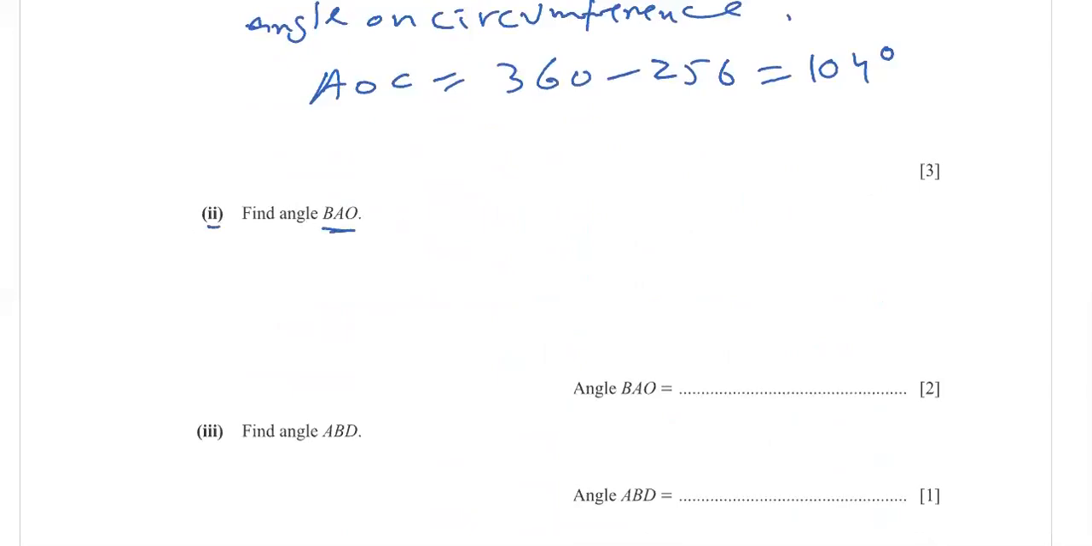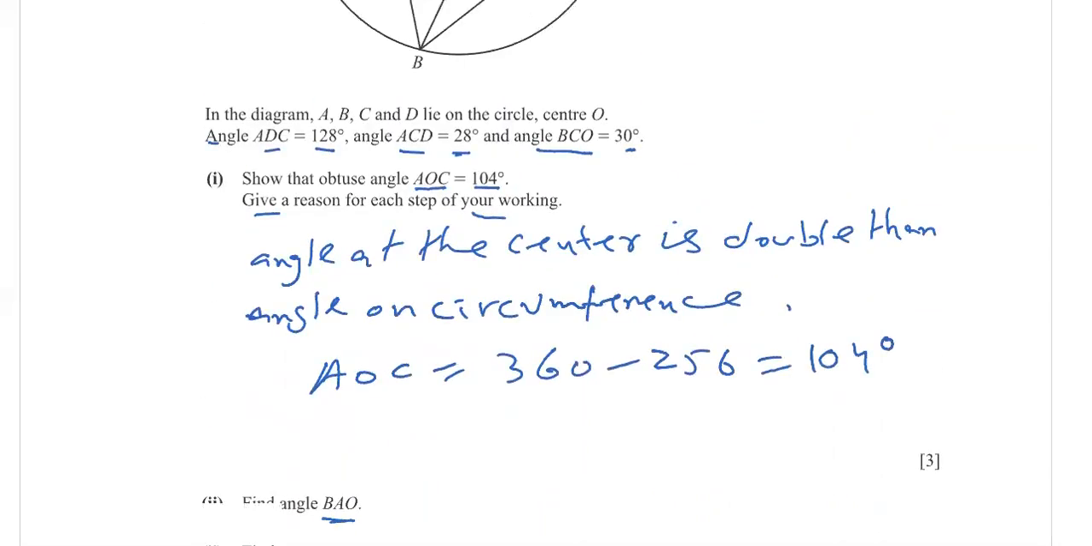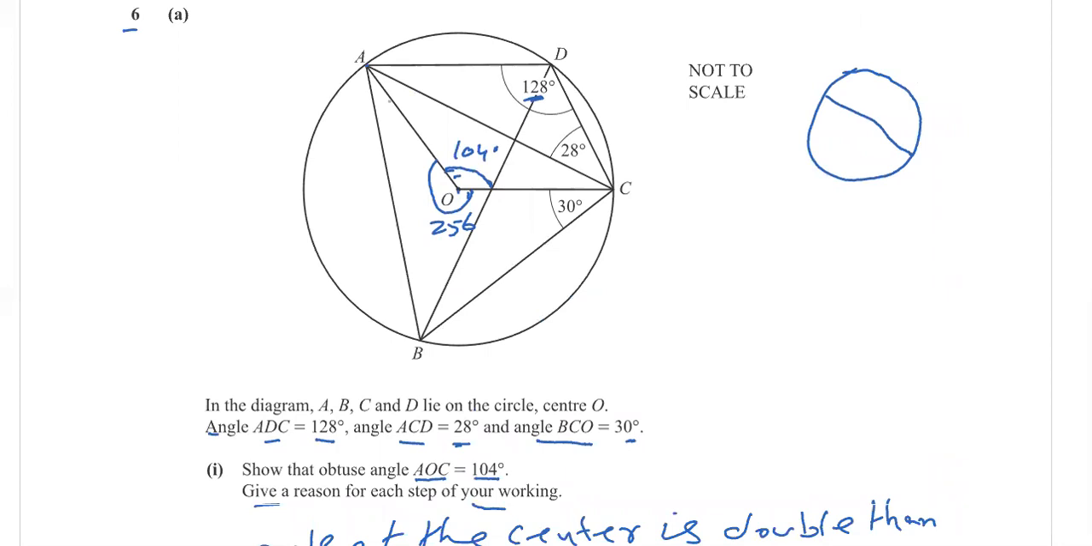Part 2 is find the angle BAO. We have to find this angle BAO. Now, to find this angle, first of all, I know this is 30. Let me consider this triangle OAC. We know this angle is 104. This one is a radius, this one is a radius, so this is an isosceles triangle. For an isosceles triangle, this angle and this angle will both be the same. If this is x, this will also be x. So I can say x plus 104 will be equal to 180 degrees.